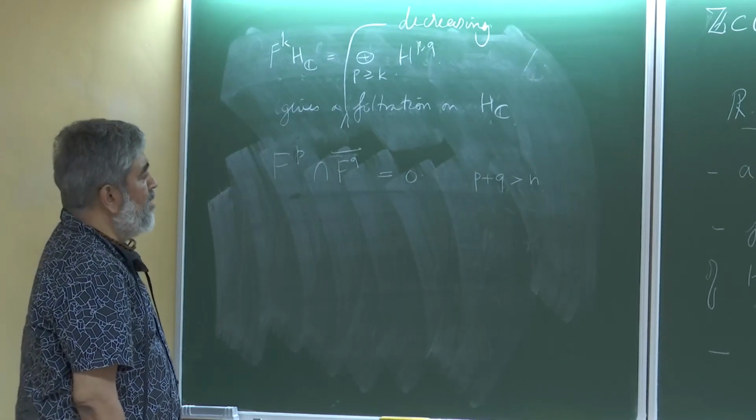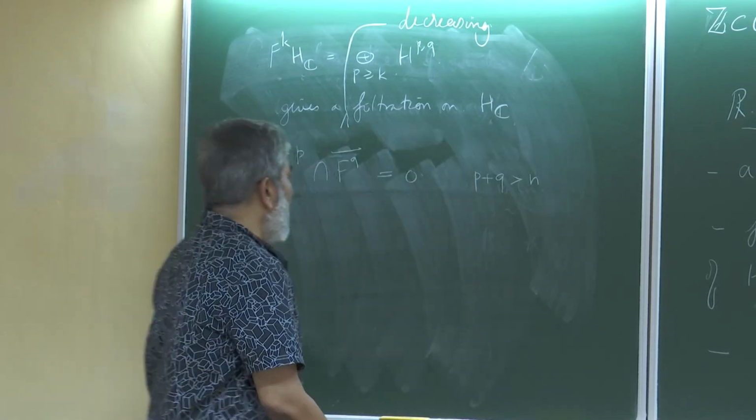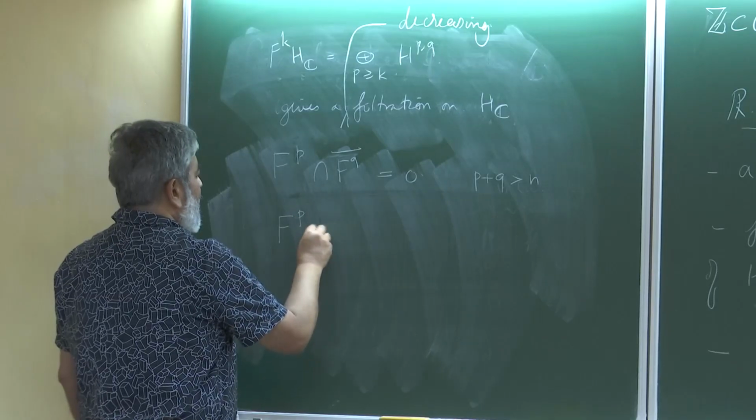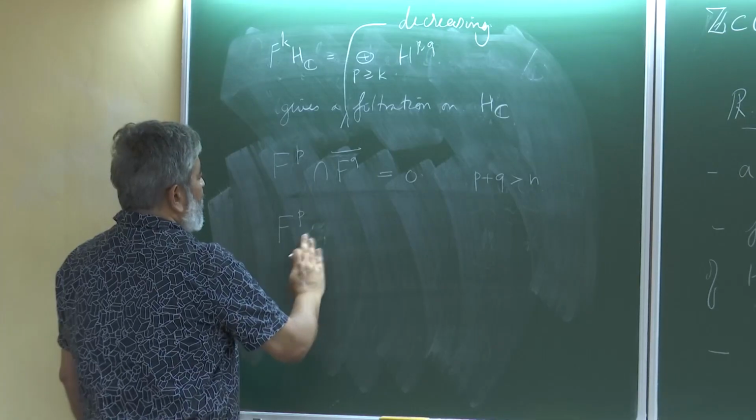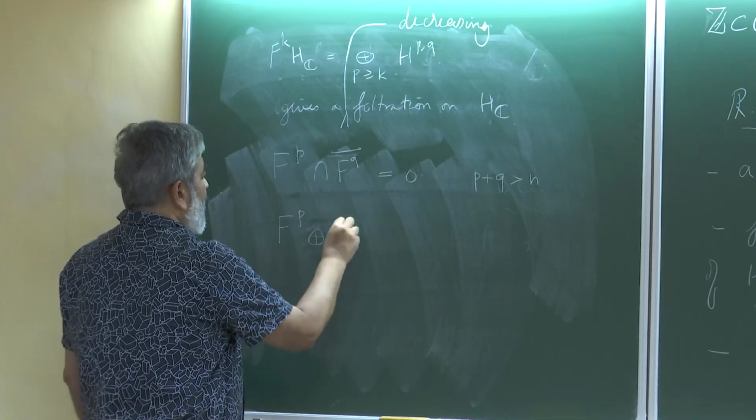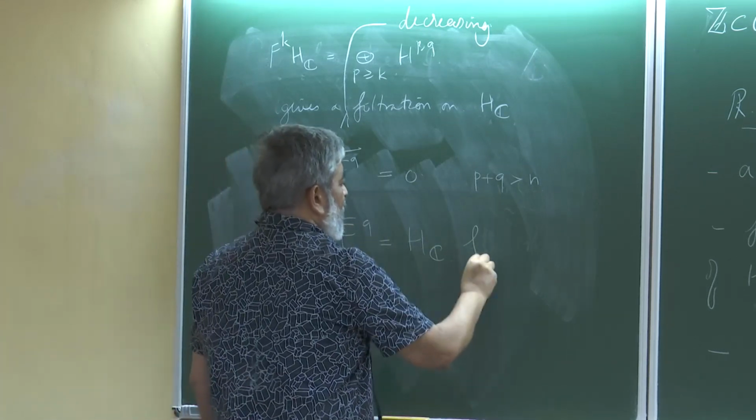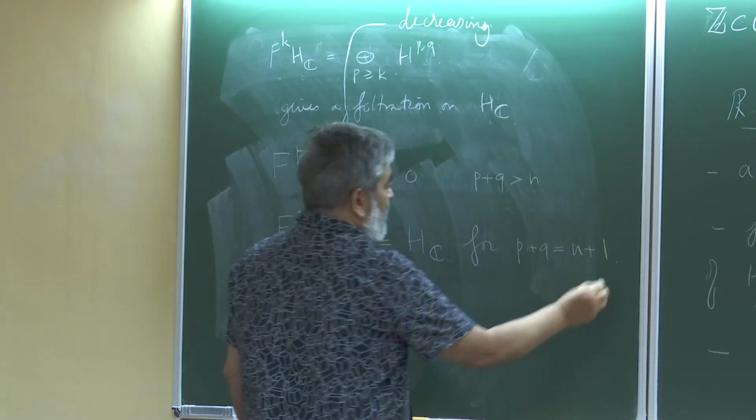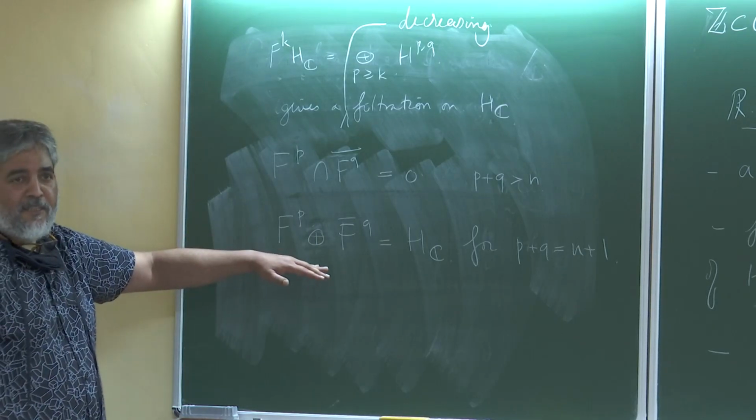That this intersection is 0 for p plus q greater than n. Then in fact, you can see that, maybe one should say a little bit stronger than this, F^p plus F^q bar is equal to H_C for p plus q equal to n plus 1. Okay. So that's just coming from the decomposition.